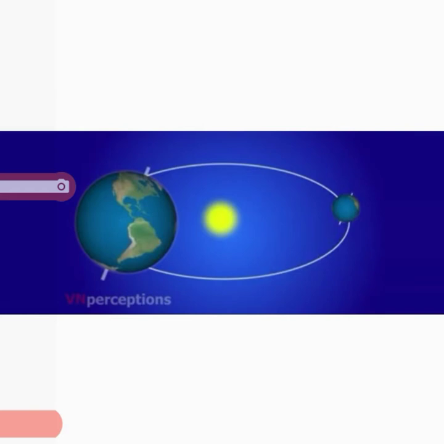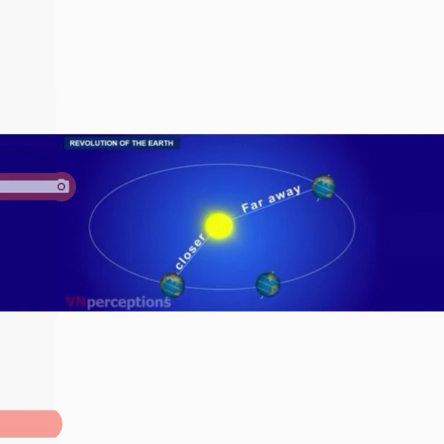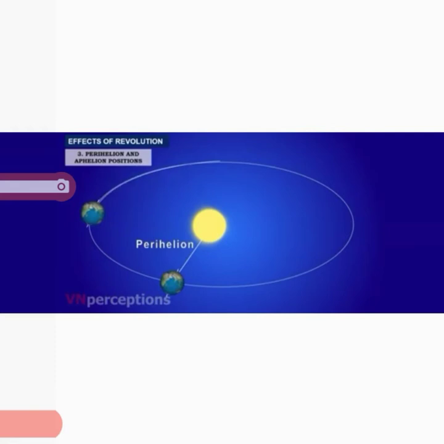Okay children, what is the average distance from the Earth to the Sun? Yes, it is 150 million kilometers. When the Earth comes closest to the Sun, the distance is 147.3 million kilometers, and this position is called perihelion. What is it, children? Perihelion.